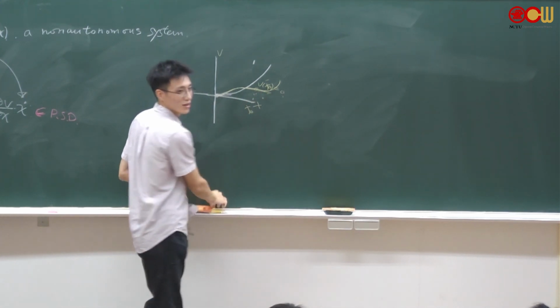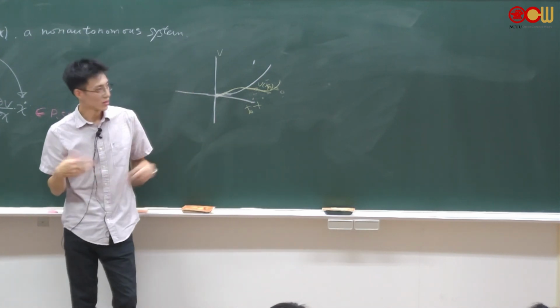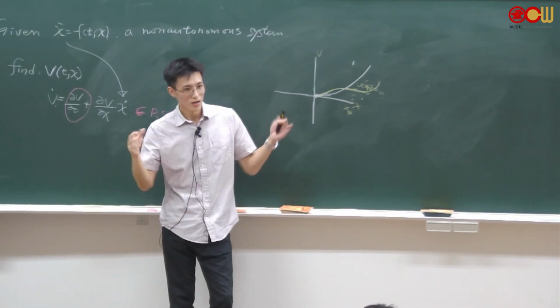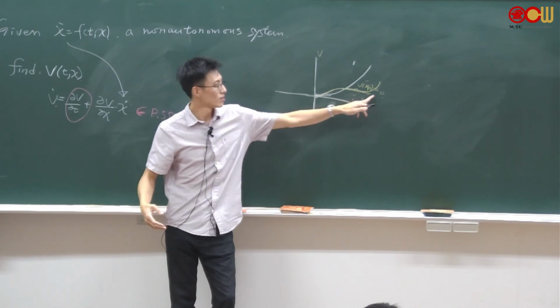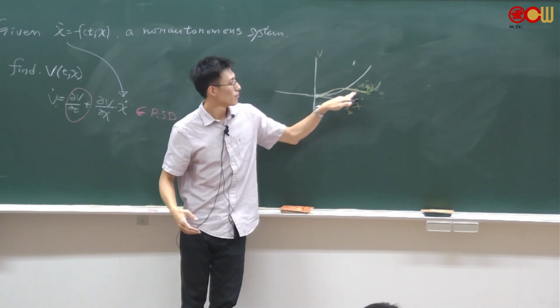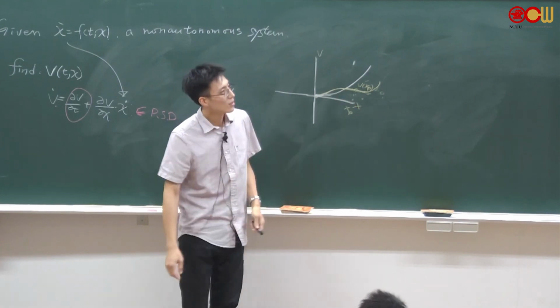懂吗？Strictly means 一定要 increase，你不能停下来。Okay, strictly means you have to always increase. You cannot be constant somewhere. Okay.